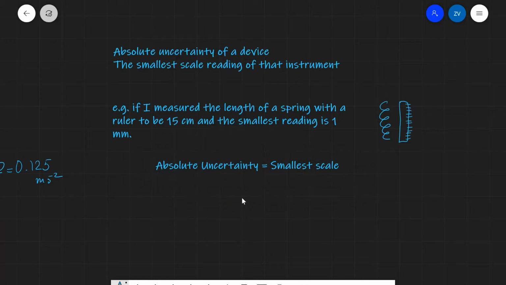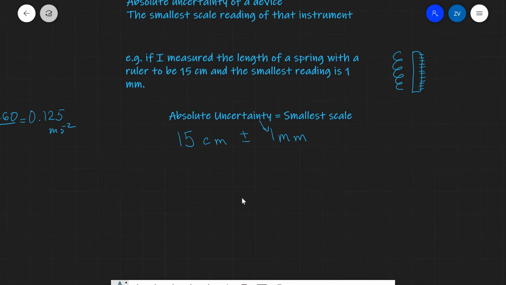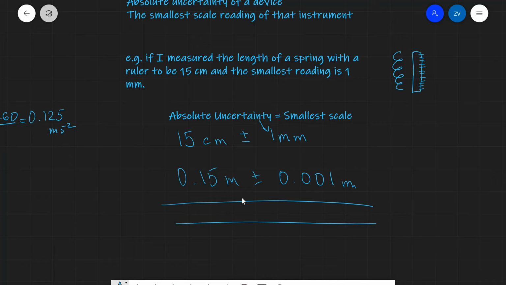For instance, if our measurement was 15 centimeters, our smallest scale was 1 millimeter. So this will be equal to 15 centimeters plus or minus 1 millimeter, which is our absolute uncertainty, which is equal to our smallest scale. Typically, we would put these in the same units. For instance, 15 centimeters, that's just 0.15 meters, and 1 millimeter is plus or minus 0.001 meter. So you can see that this is actually a really precise reading.